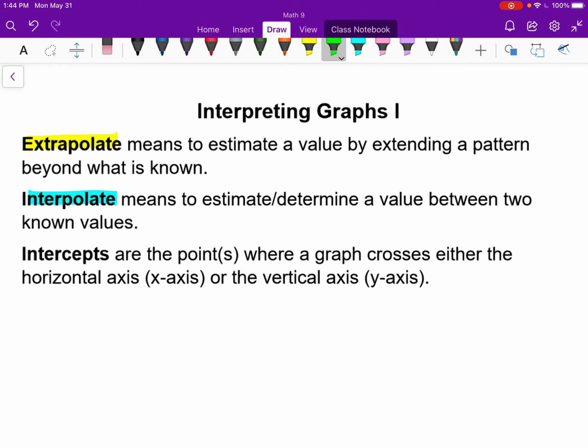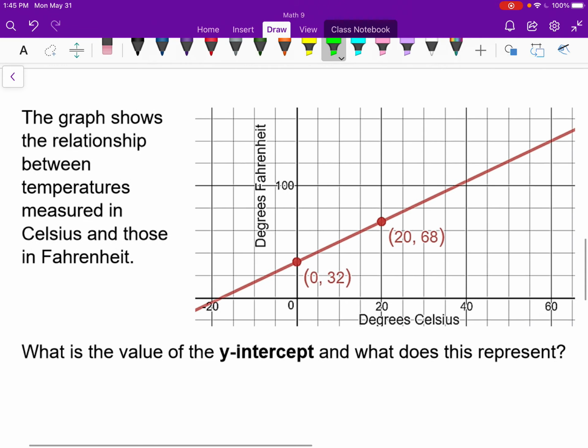And intercepts are points where a graph crosses either the horizontal or the vertical axis. In general, any two-dimensional graph will have a horizontal axis, which you call the x-axis, and a vertical axis. And wherever the relationship crosses that axis, we call it an intercept. So we have quite often x-intercepts and y-intercepts. So, as always, the best way of understanding this is to look at an example.